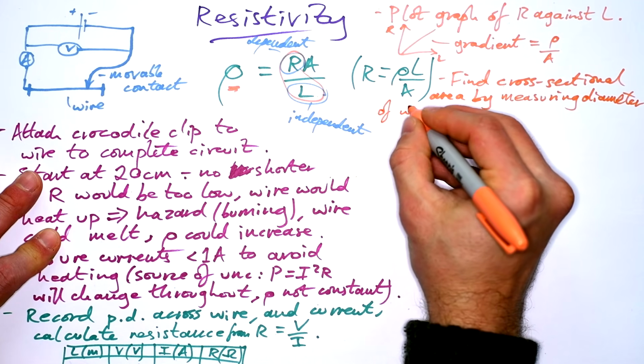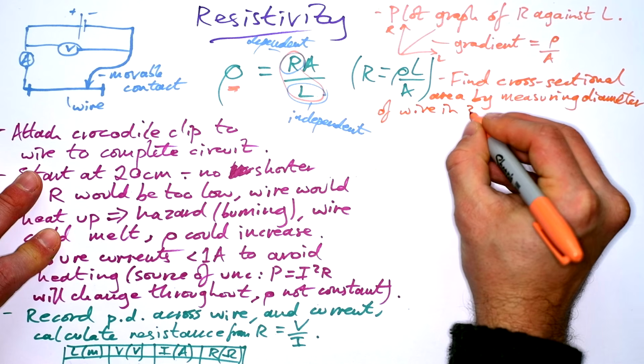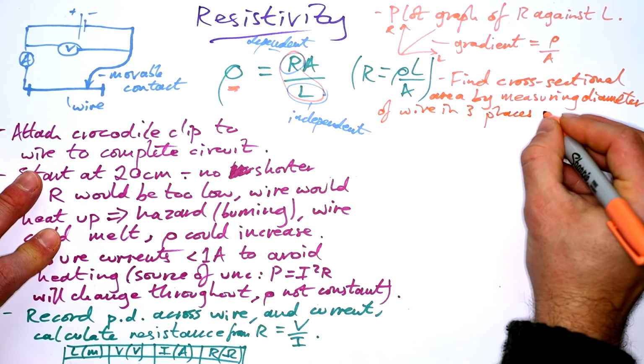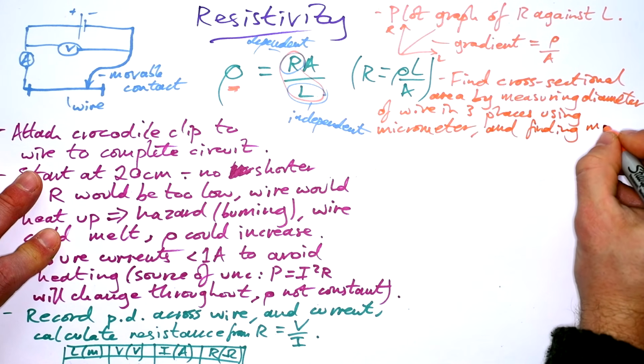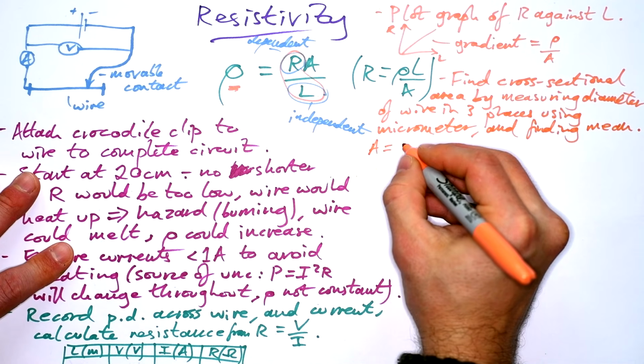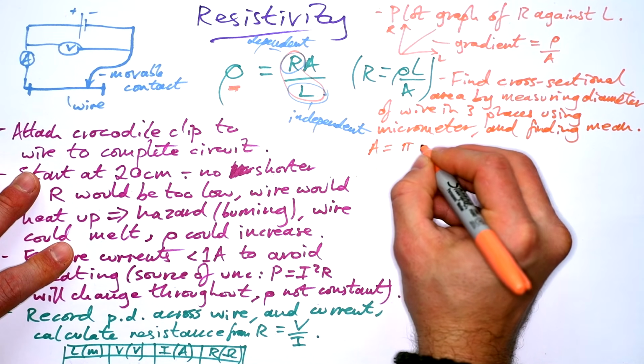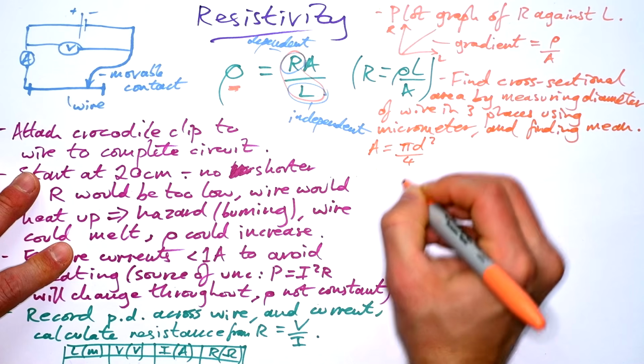So in order to find out resistivity, we need to find cross-sectional area by measuring the diameter of the wire in 3 places using a micrometer and finding the mean. Of course, area is going to be, well, pi r squared, but if we have diameter, it's going to be pi d squared over 4.